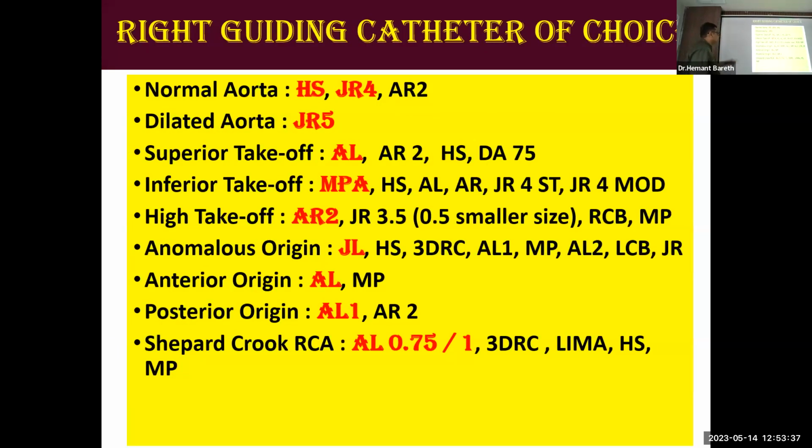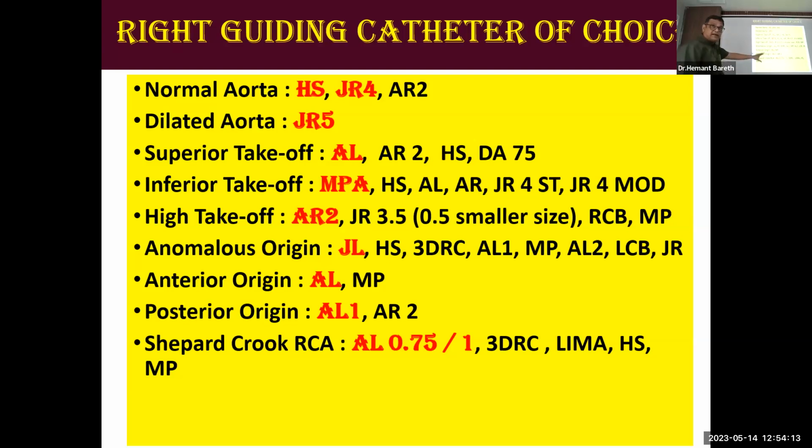What about right? For a normal aorta, you could use JR4, but if you require more backup support, you might want to use hockey stick. For dilated, JR5. For superior, again superior, inferior, whatever, here, there, always AL. But the only thing is, for something looking down, inferior, you use multipurpose. High, again, AL is there. Anomalous, you can try many things. Anterior, posterior, whatever it is, you have to take AL.